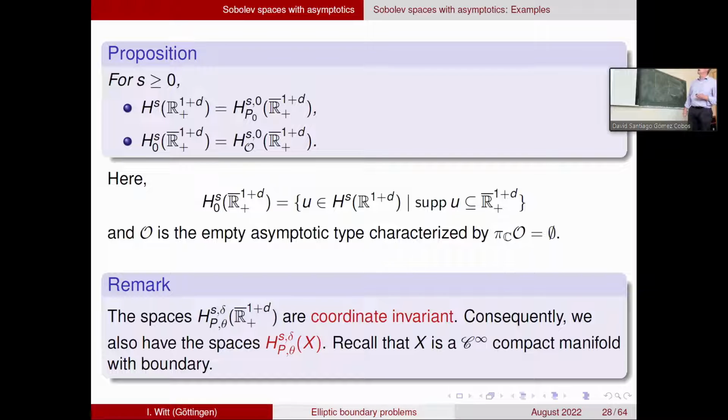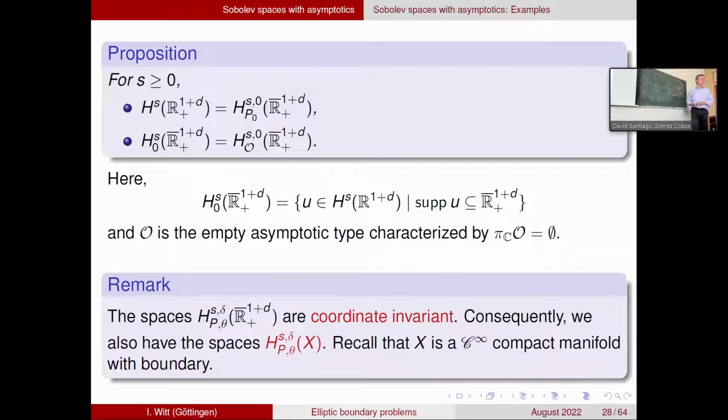If you take a standard Sobolev space on the half space, that is just H^{s,0}. And here we have our asymptotic type for the Taylor series expansion from before. Or another example: if you take this H^{s,0} space, which is all distributions or functions in H^s on R^{1+d} such that the support is contained in the half space, it's usually denoted that way. Just the same thing: conormal order is 0, and the asymptotic type is the empty asymptotic type, which means no asymptotics, no poles, everything is holomorphic.